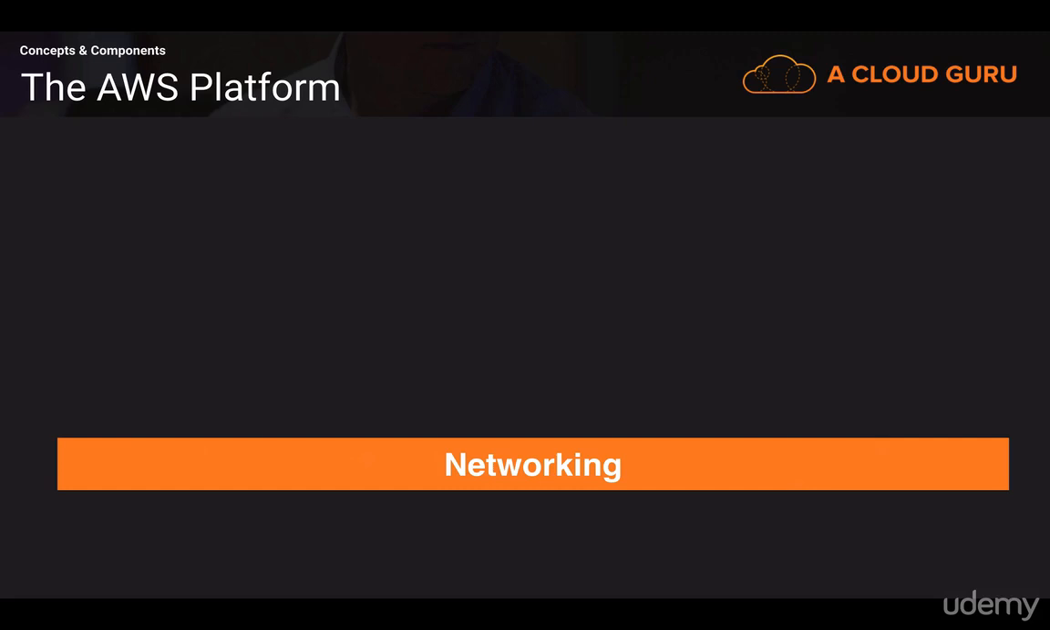Okay, so let's look at the different category of services that sit on top of the global infrastructure, and then we'll look at what actual services sit behind those service categories. So we'll start with networking. Networking consists of virtual private cloud, or VPC, and this essentially is a virtual data center.